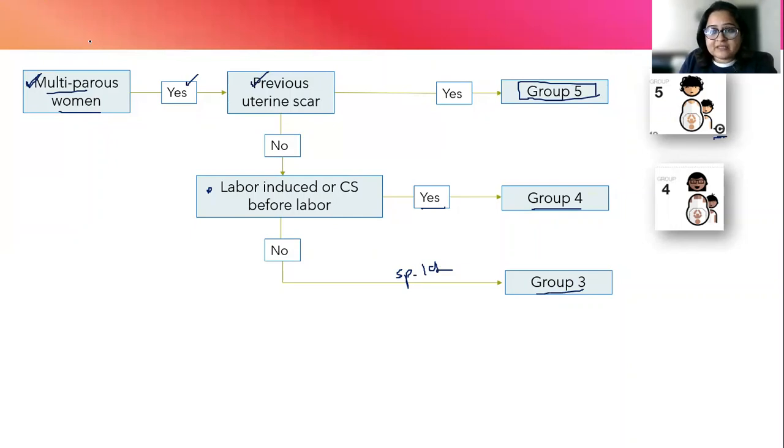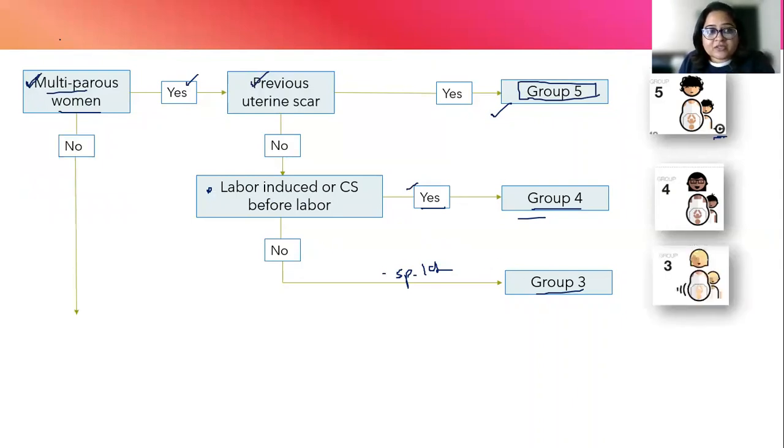So I hope this is clear. Let us go back. Multiple pregnancy we saw, no. Transverse oblique lie, no. Breech, no. Preterm, no. So what's the fifth thing we see? Is she multiparous? Yes, she's multiparous. Does she have a previous scar? Yes, straight away group 5. No, was labor induced or was the cesarean section done before labor? Yes, she falls into group 4. Was she in spontaneous labor? Group 3.